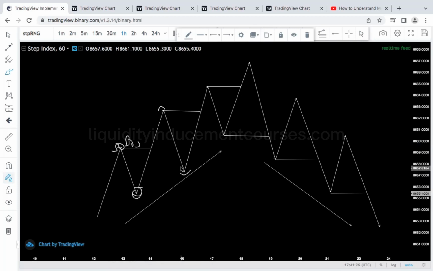Okay, so this becomes another low, right? And this becomes another high. But the ability of price to gather momentum at this point and take out this high automatically makes this low a weak low, and makes this high a strong high.